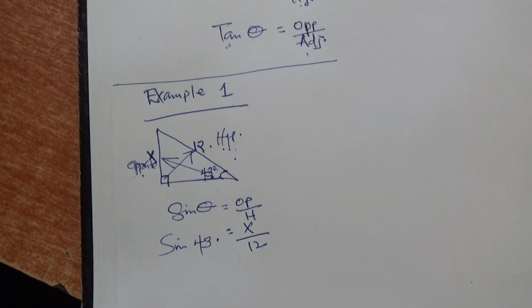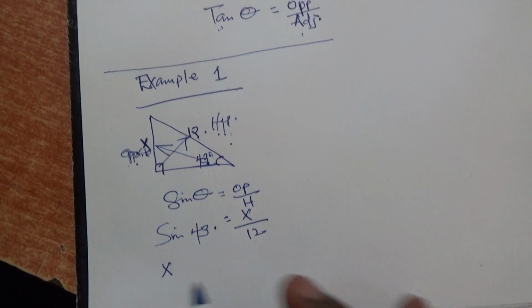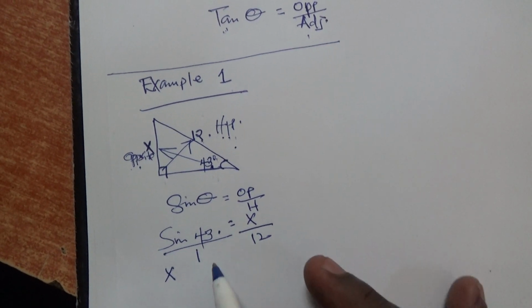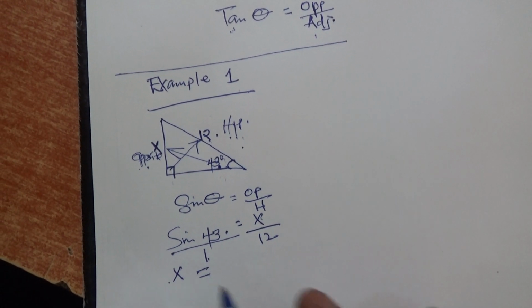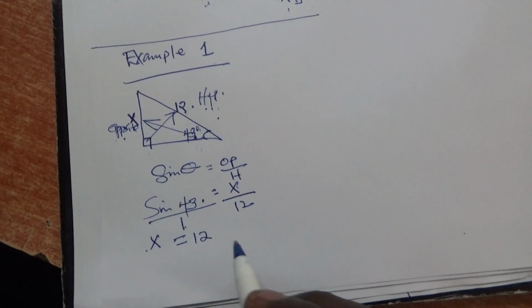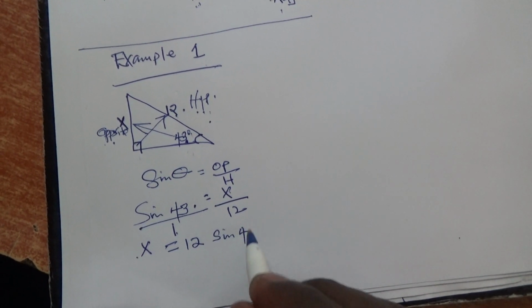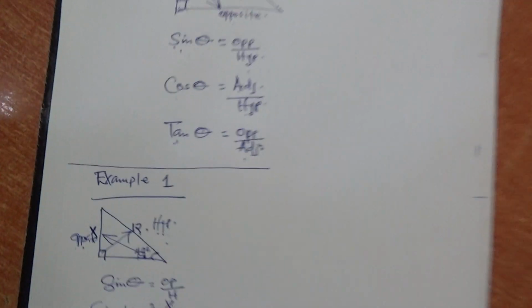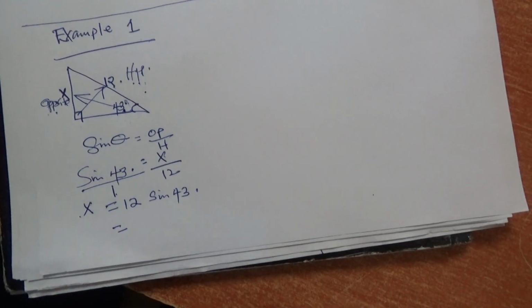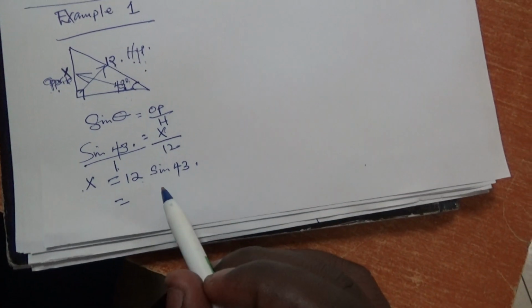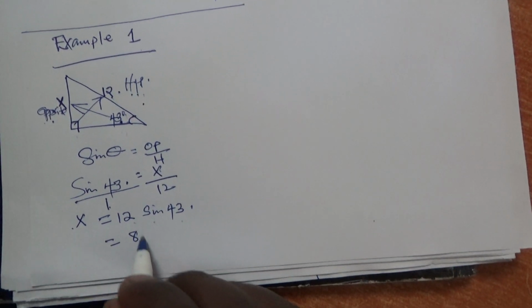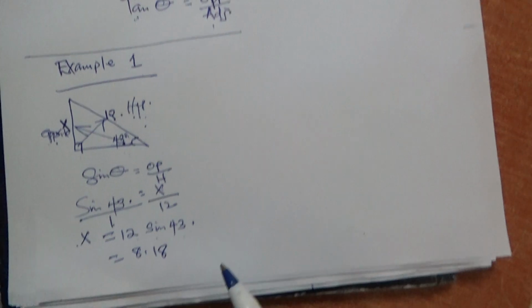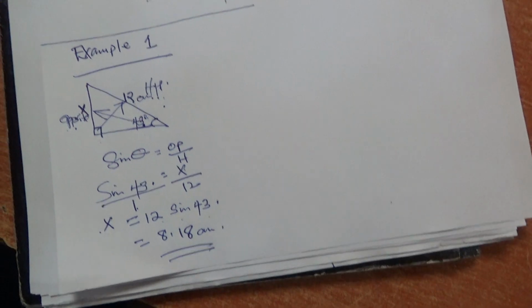43. Okay? So x, if you put this over 1 and then you cross multiply, x times 1 is x. So x is equivalent to 12 sin 43. All right? And what is the answer? You take your calculator, you take 12, you multiply by sin 43, and then you get 8.18. This one was in centimeters, this one is also in centimeters, and that is your answer. All right?